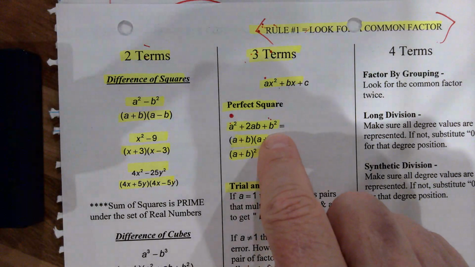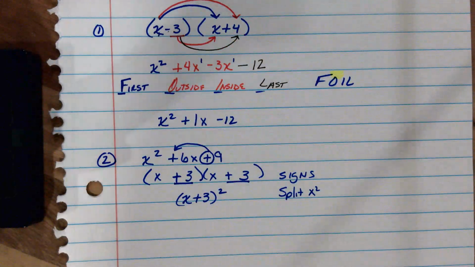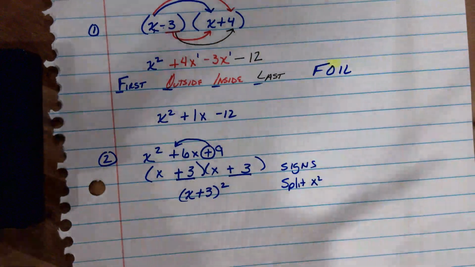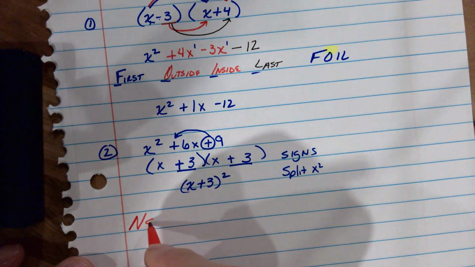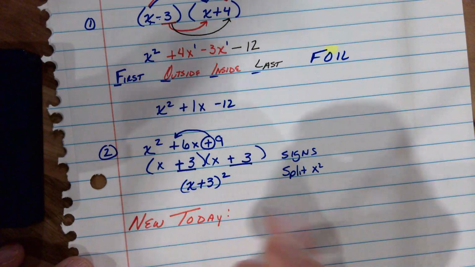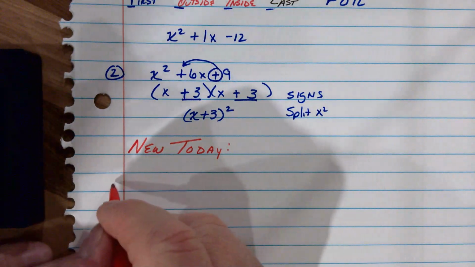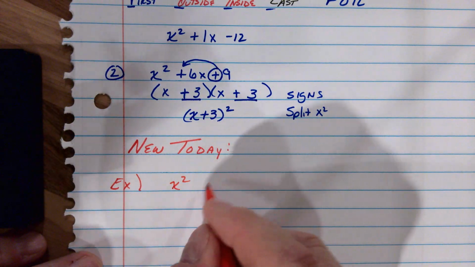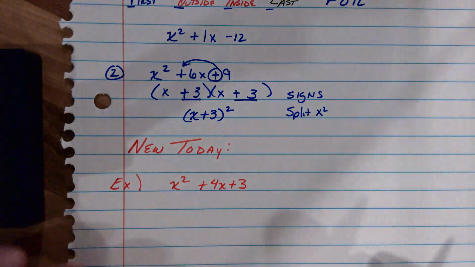Meaning this is not a perfect square here and here. It's something other than that. So what would that be? Well, here's the example. And I want you to see the similarities in what we have done and what is in fact new today. So I have the example of x squared plus 4x plus 3.